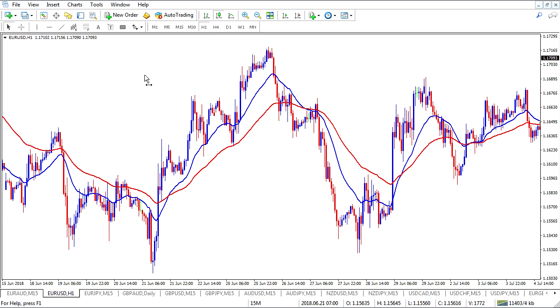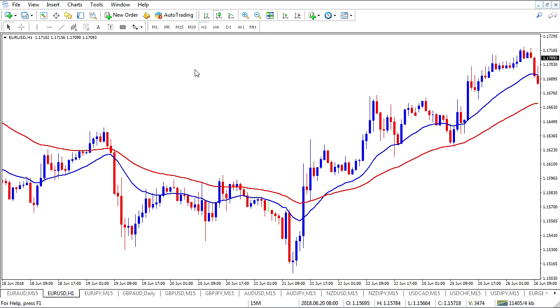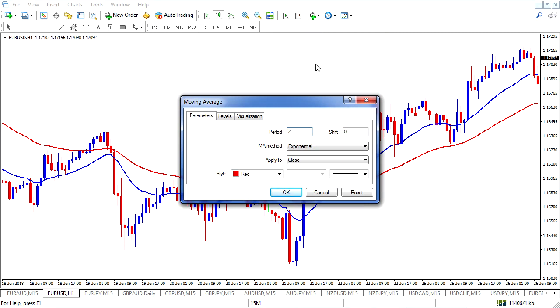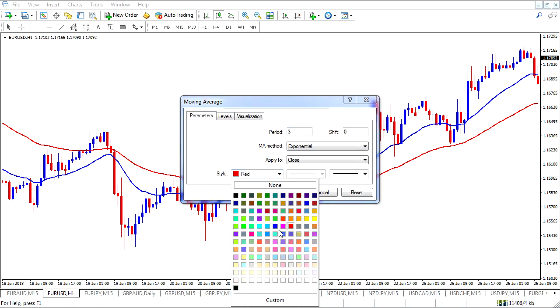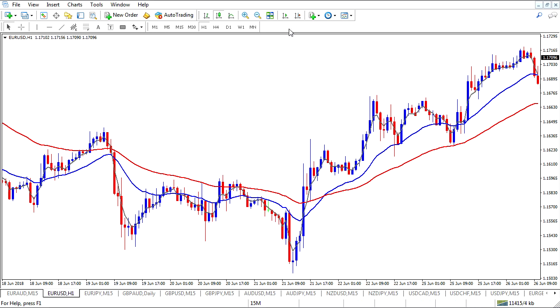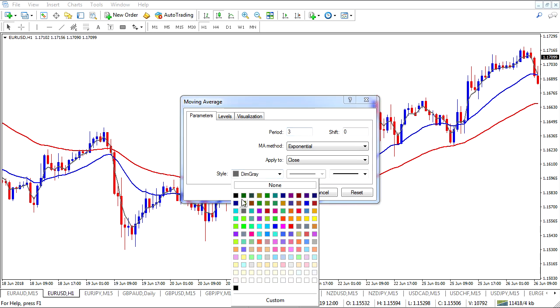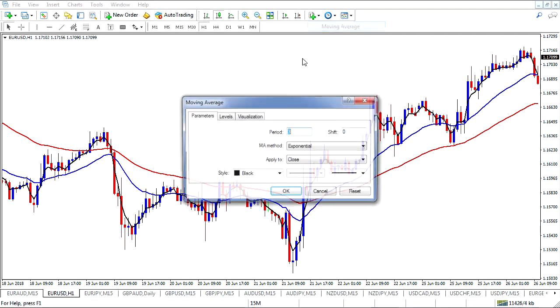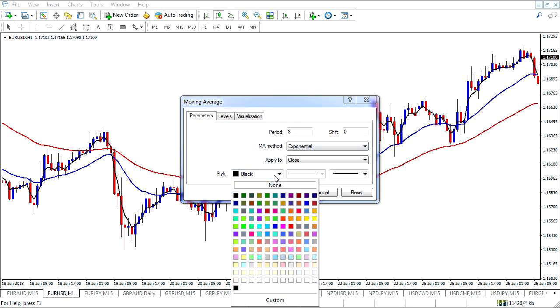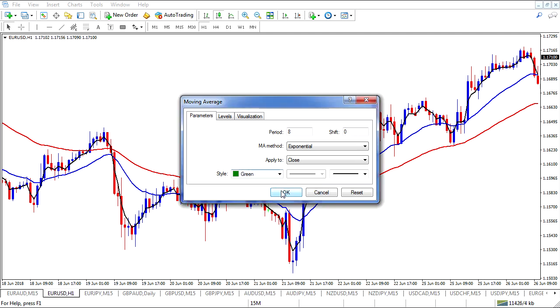When we look at something smaller, like a 3 and an 8 or a 2 and a 5, let's put that on the charts. I'm going to put on a 3 period moving average, also exponential. Let's make this one gray. That's a little too light, make it black. And then let's add an 8 period moving average. It could be 8, it could be 5, something small. And let's make this one a green color and hit OK.